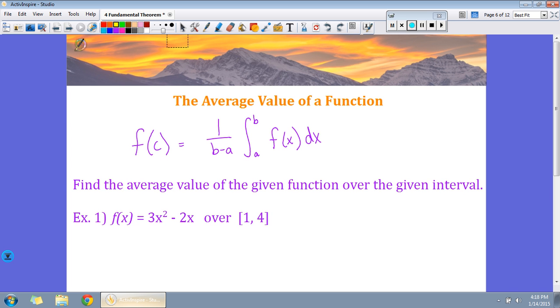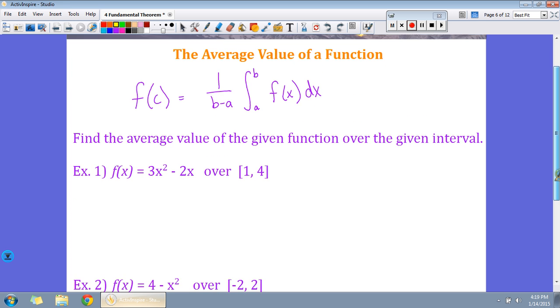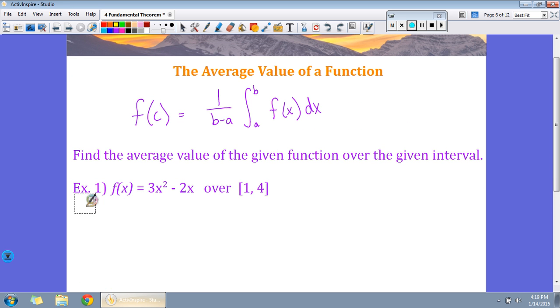It is the average rate of change formula for the antiderivative. So one of the things that you'll be asked to do is to find the average value of a given function over a given interval, and we're using the average value of a function formula. Previously I just had the b minus a underneath the integral, but frequently we just have it as a fraction on the outside. So for number 1, f of c is going to equal 1 over 4 minus 1 times the integral from 1 to 4 of 3x squared minus 2x dx.